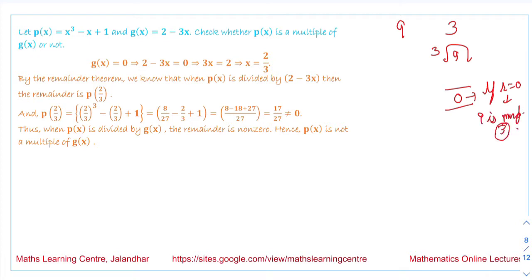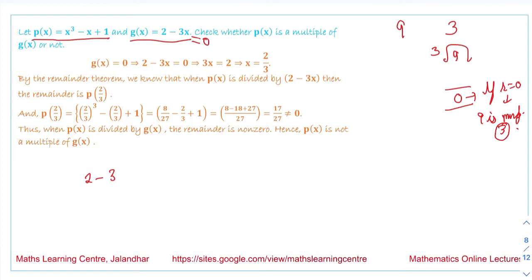we say 9 is a multiple of 3. Similarly, if we have to check whether p(x) is a multiple of g(x), it means we have to divide these two polynomials, and if the remainder is 0, it means that p(x) is a multiple of g(x). So we have to find the remainder, and we know how to find the remainder: we equate g(x) equal to 0.